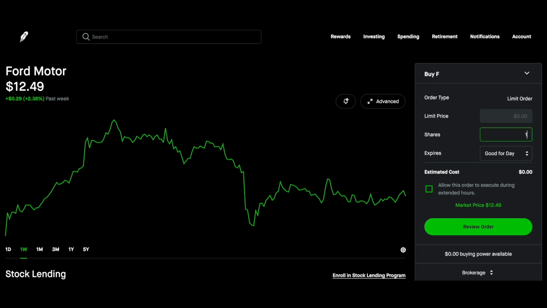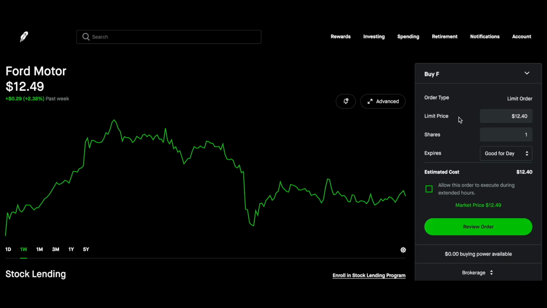We're going to enter 1 share again, but this time we now have 2 new rows that appear, limit price and expires. So now in the limit price box, we can enter the exact price we're willing to pay per share. So in our case, let's say we want to buy 1 share at exactly $12.40. We would enter $12.40 in this box.